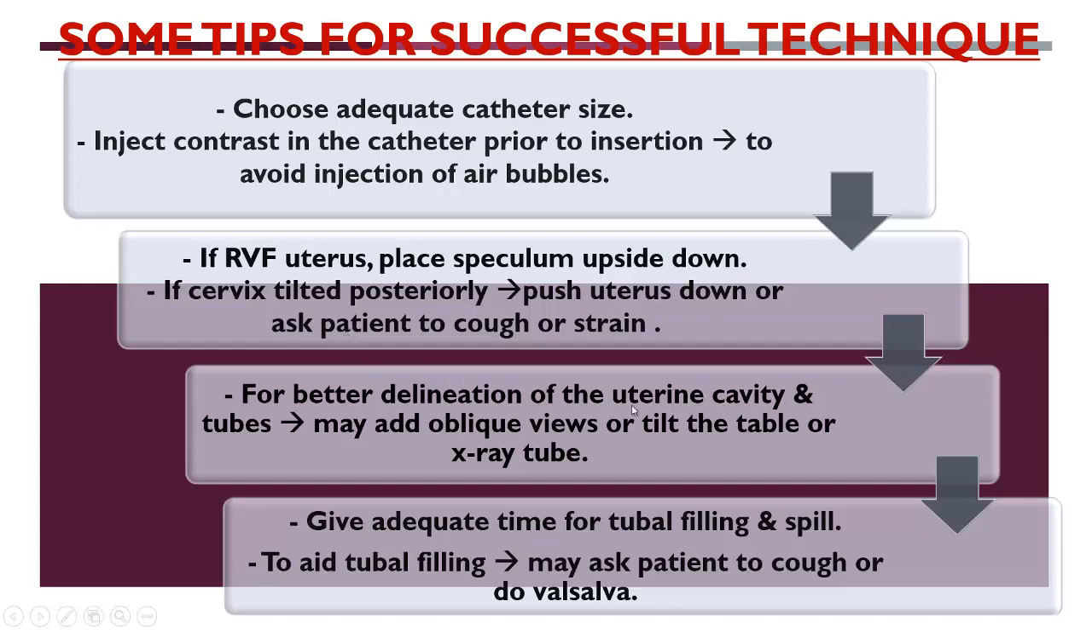For better delineation of the uterine cavity and the tubes, we can use oblique view or tilt the table or the X-ray tube in order to better rule out the presence of focal masses or the abnormal position of the fallopian tube. Get adequate time for tubal filling and spill.